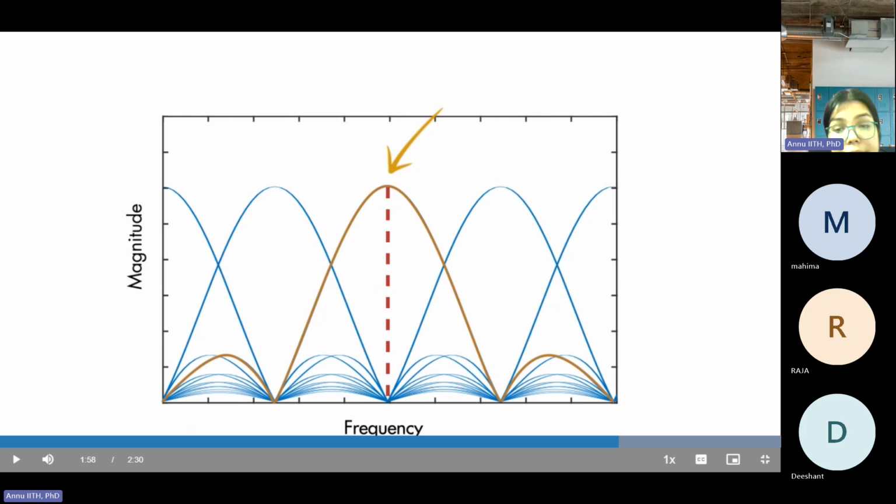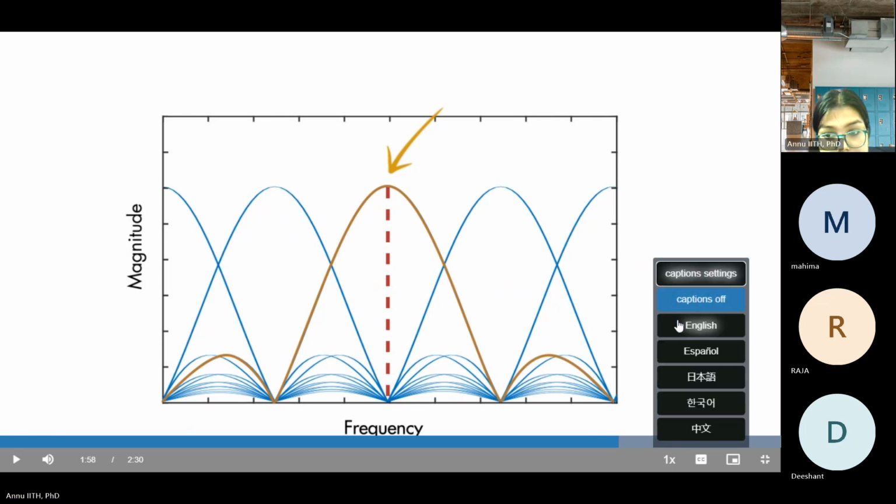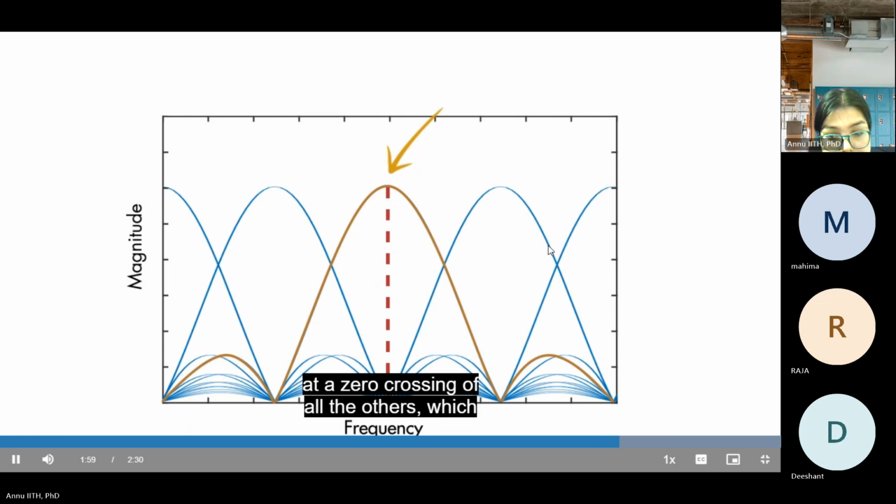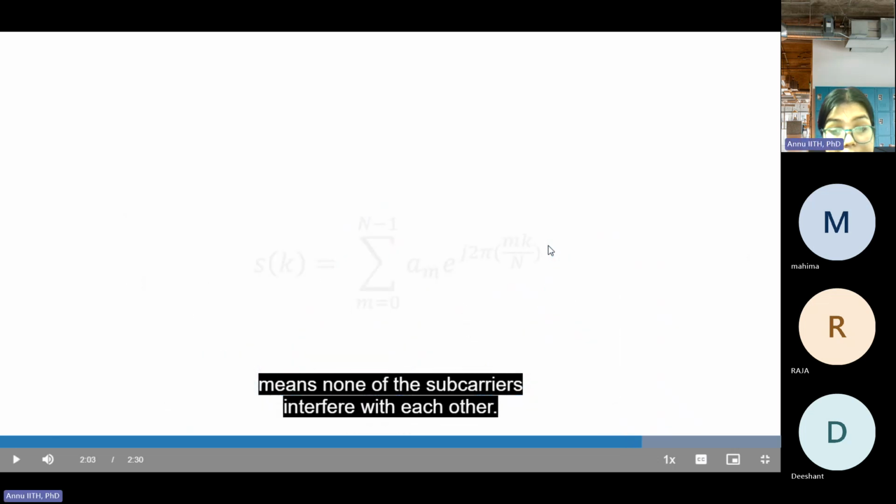Similarly, if you see one subcarrier and another subcarrier, if they are multiplied together and integrated together, and if it leads to 0, then those two signals are orthogonal. Similarly, in case of OFDM, all the subcarriers are orthogonal to each other, which means that none of the subcarriers interfere with each other. Right now, I think this is a bit complex to understand, but in 5G and even in 6G, people are only adopting OFDMA.